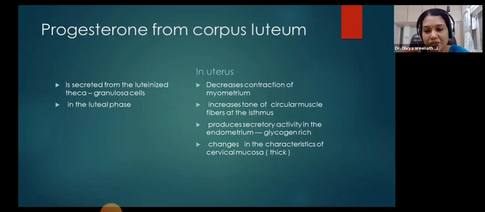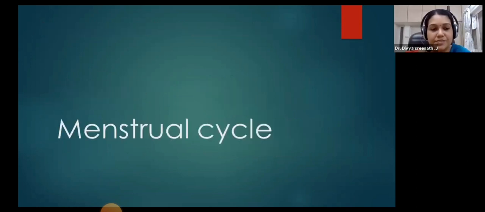During the second phase, the secretory phase, the discharge turns into a thick discharge, which prevents the further entry of the sperms.